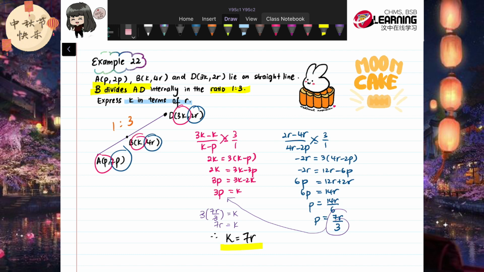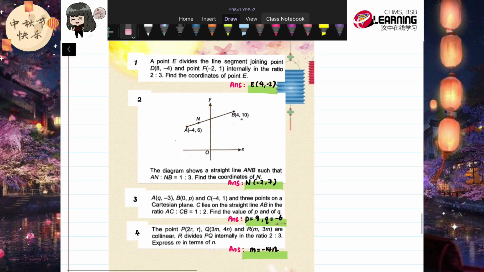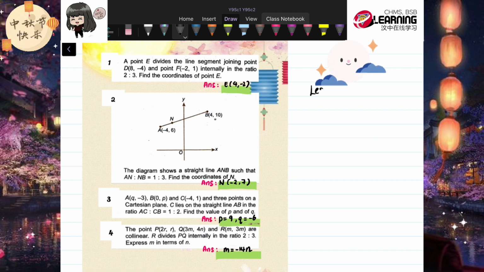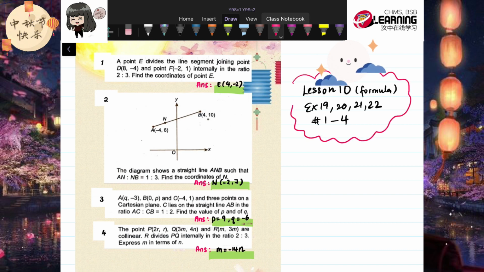Okay, we have done all the examples already. So questions here, I want you to do it on your own. Okay, you need to familiarize how to do your ratio. Okay, so for this lesson 10, you're going to jot down your example 19, 20, 21 and 22 together with the formula, and question 1 until 4. Okay, include the formula. Question 1 to 4 here is not in your textbook, by the way, so you need to do this one in your notebook.